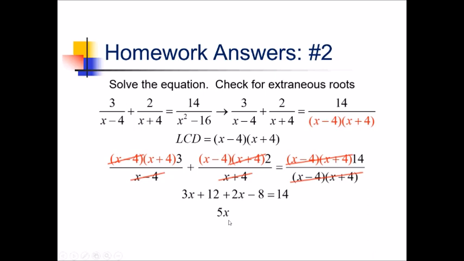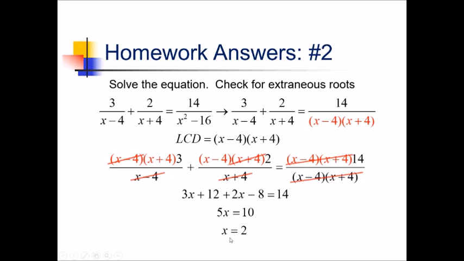For the numbers, we're going to combine and then move stuff over to the right side. So 12 minus 8 is 4. And if I subtract 4 over to the right side, 14 minus 4 gives me 10 over there. So dividing by 5, I have x equals 2.